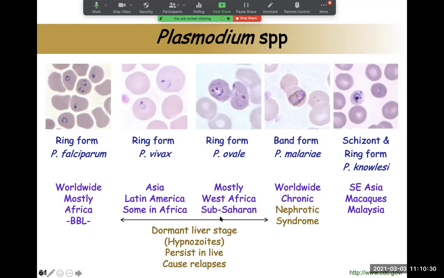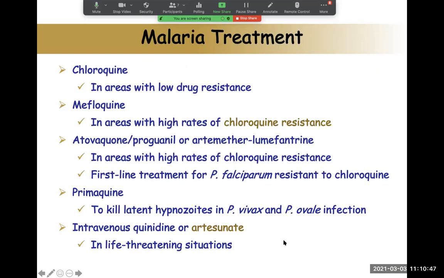And then there are, just like viruses that go dormant or latent, some Plasmodium species that will go dormant in liver, and this can persist for a long time and can get activated and cause problem. And this one, malaria, has nephrotic syndrome. So what are the malaria treatments? The major choice of drug is chloroquine. And there is obviously problem with chloroquine resistance now. We use mefloquine, and then we can also use atovaquone and proguanil.